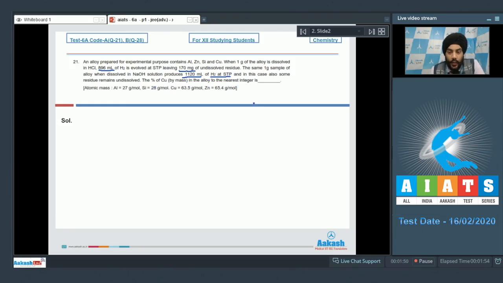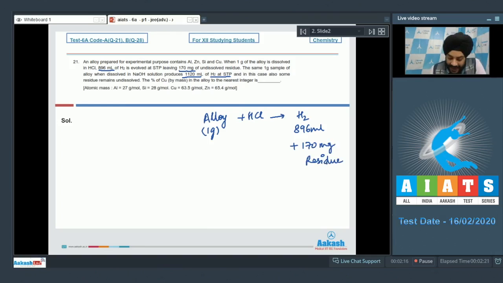So we've been given two different pieces of information over here. The alloy was first allowed to react with HCl. We had 1 gram of the alloy. It liberated 896 ml of H2, plus there was 170 milligram of residue. And the next information given to us is the reaction with NaOH.